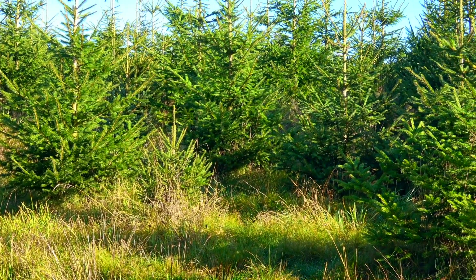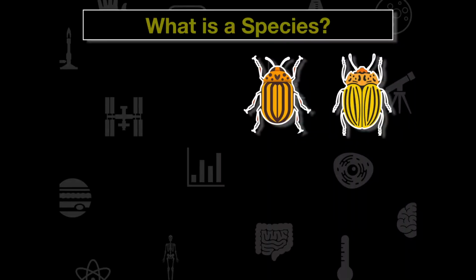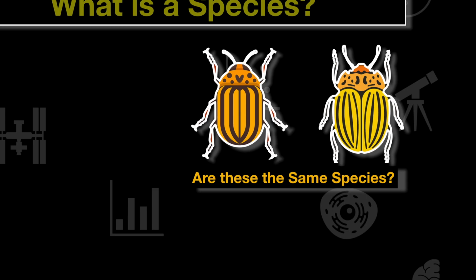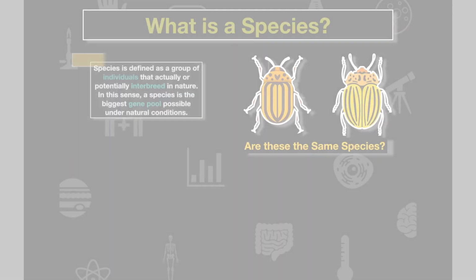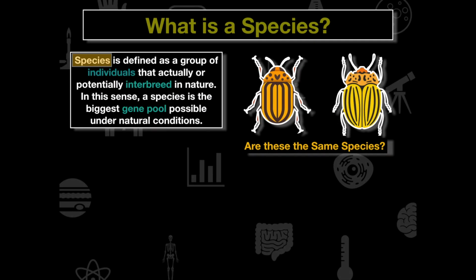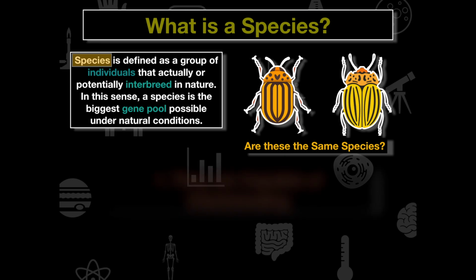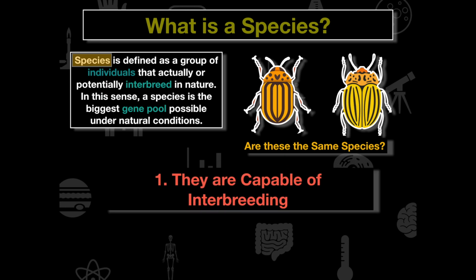its environment. But before we look at different types of trees, let's look at these two bugs here and ask the question: are these bugs the same species? Well, a species is defined as a group of individuals that actually or potentially interbreed in nature. And in this sense, a species is the biggest gene pool possible under natural conditions. So the question here is, are they the same species?